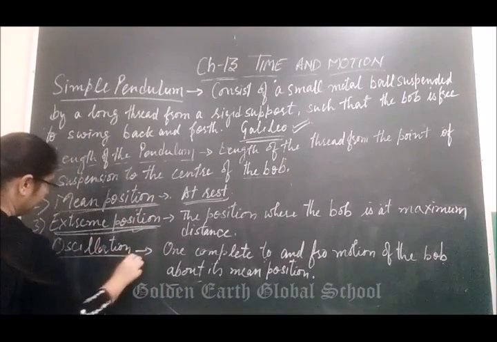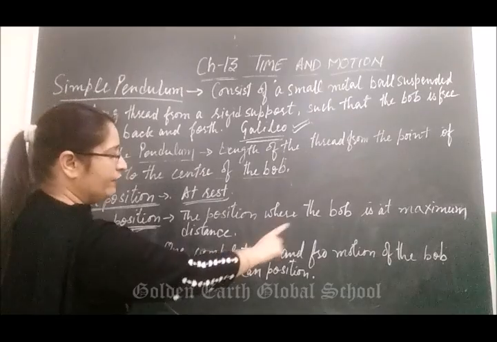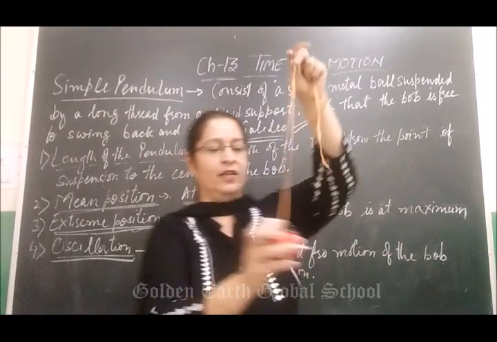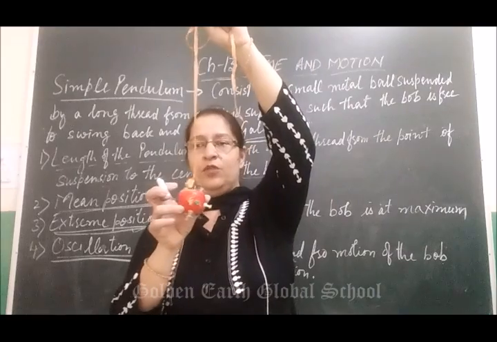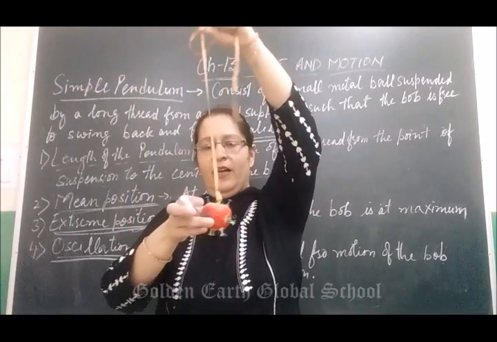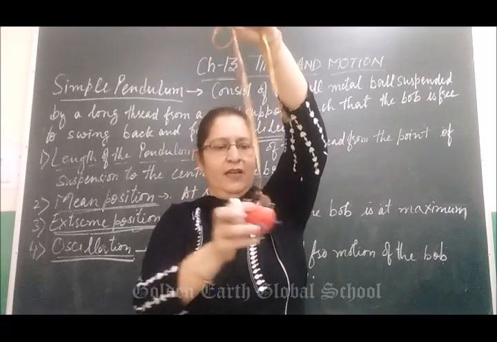Then oscillation. One complete to-and-fro motion of the bob about its mean position. This is the rest position. One this side, then this side, then again at its mean position at rest, like this.